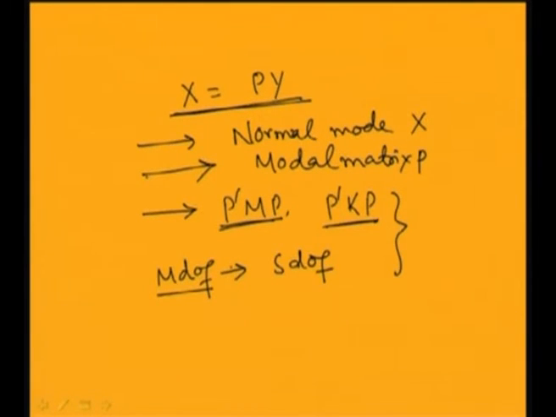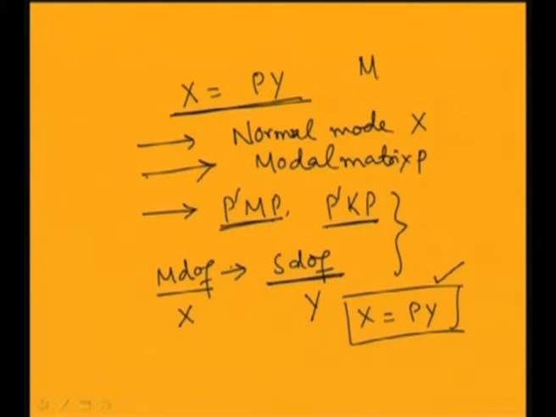So here your vector is X and here you have the vector Y, where X equal to P y. By using this transformation you can do the analysis, and this analysis is known as the modal analysis method.